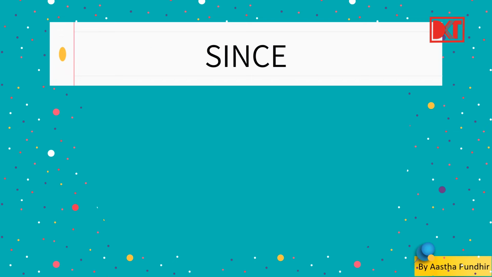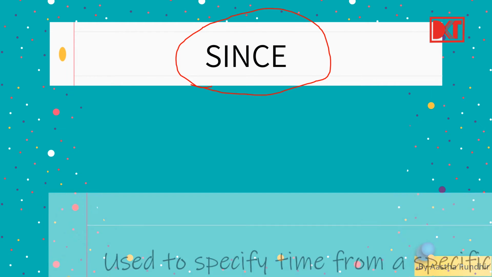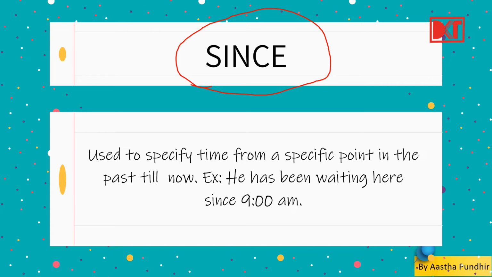The next preposition is since. When is since used? Used to specify time from a specific point in the past till now. Example, he has been waiting here since 9 a.m. मतलब time from a specific past till now. Since तब यूज होता है जब कोई past point से रेफर कर रहे हैं अभी तक. जैसे 9 a.m. से he has been waiting, which means the period from 9 a.m. to now he has been waiting only. This is where we use since.